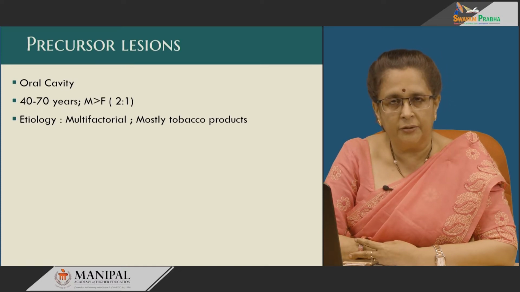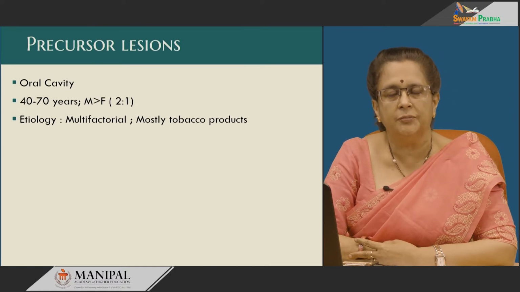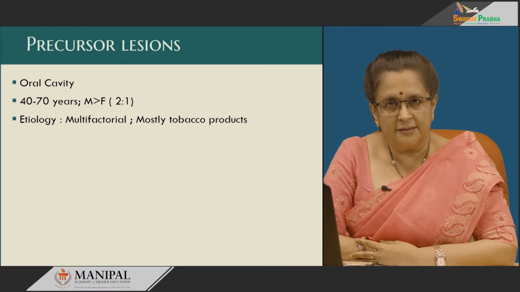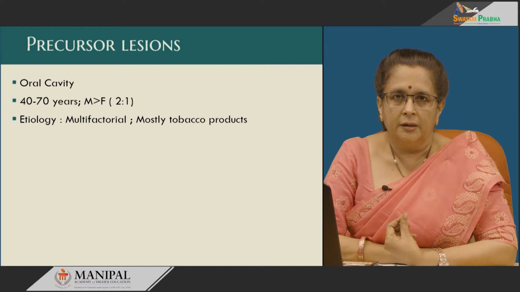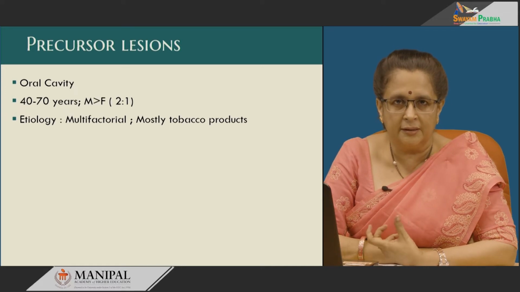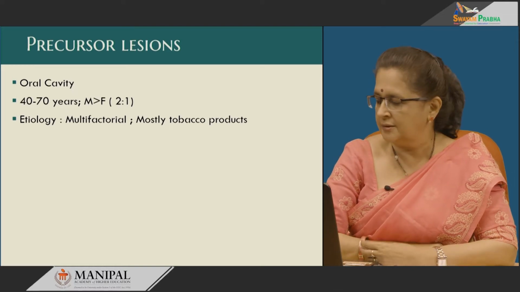It is multifactorial, but mostly associated with tobacco products. So, where will it be seen? It will usually be seen wherever tobacco products accumulate. So, this is seen along the tongue, the gingiva, the floor of the mouth, the lips, etc.